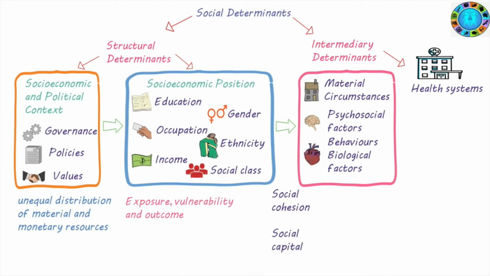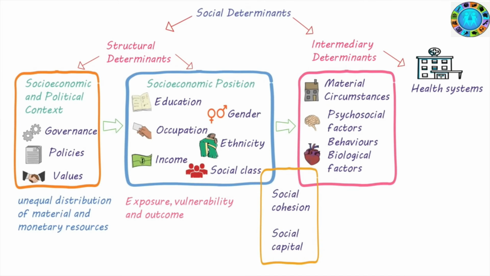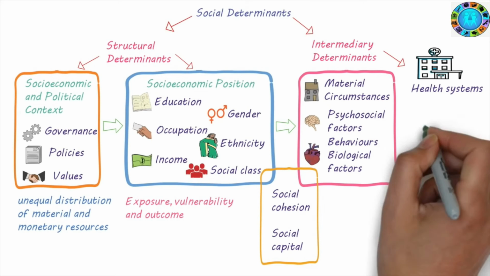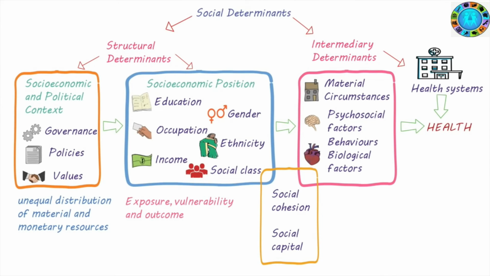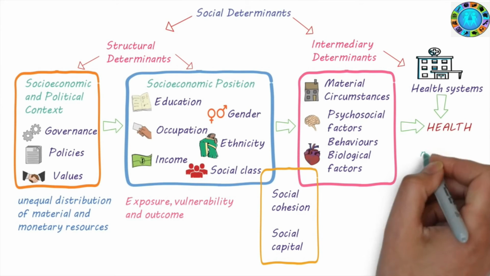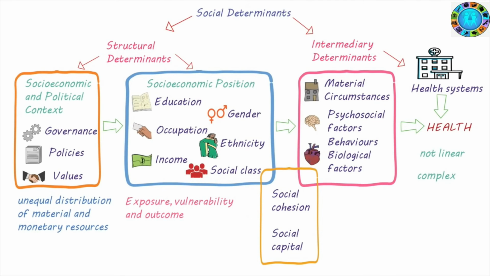Social cohesion and social capital are factors that bridge the structural and intermediary determinants. They describe the willingness of people living in a community to make sacrifices and to cooperate with each other for a wider benefit. Intermediary determinants influence health and health inequities. It's also important to know that the links between these different factors are not always linear, but are complex and can go in both directions.